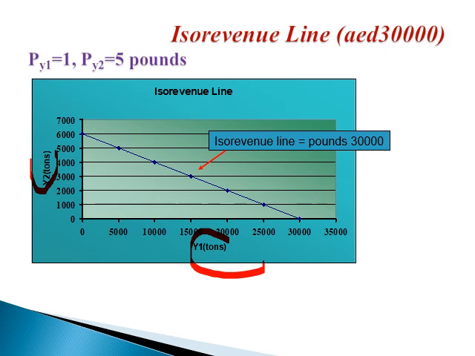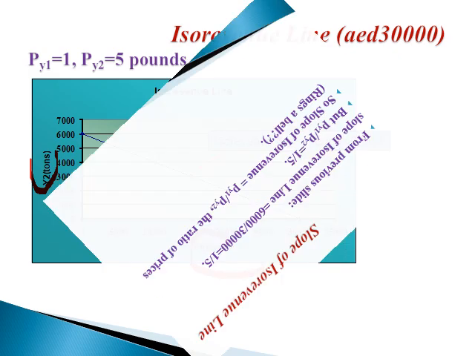Okay, because usually when revenues go up, usually profits will go up. Usually, not necessarily, of course. So these are the combinations of Y1 and Y2 that will result in the producer obtaining 30,000 pounds.